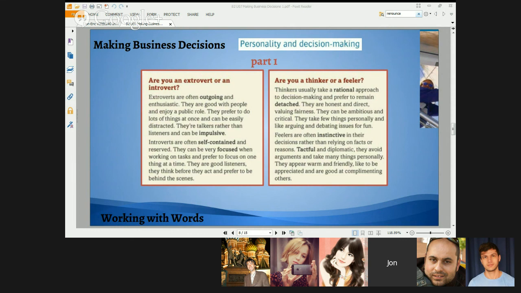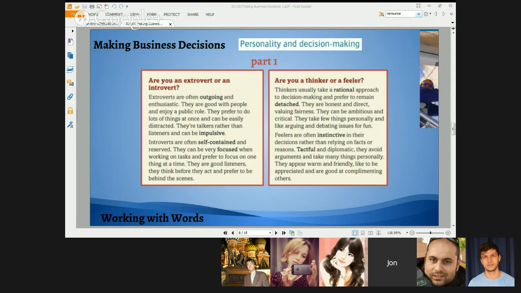Thinkers usually take a rational approach to decision making and prefer to remain detached. They are honest and direct, valuing fairness. They can be ambitious and critical. They take few things personally and like arguing and debating issues for fun. One thing, not personality, but personally. Personally. Okay, good.